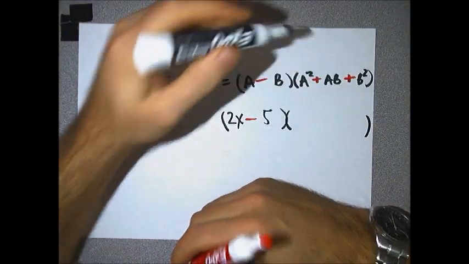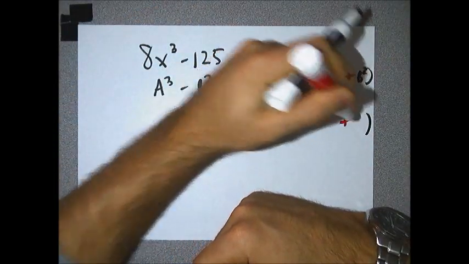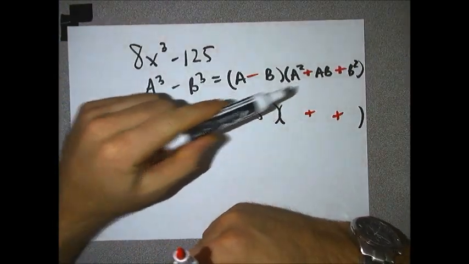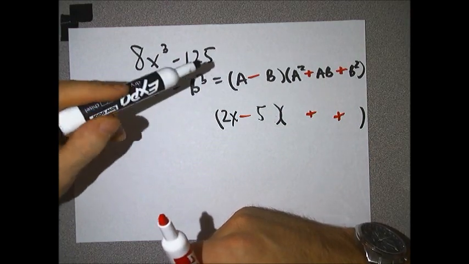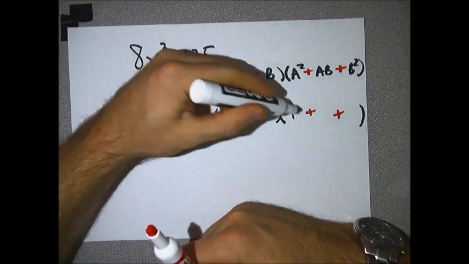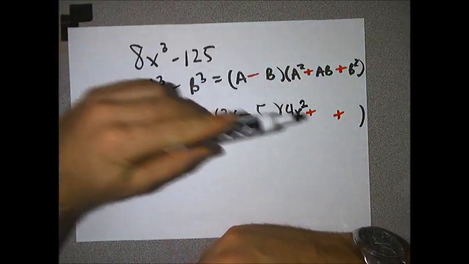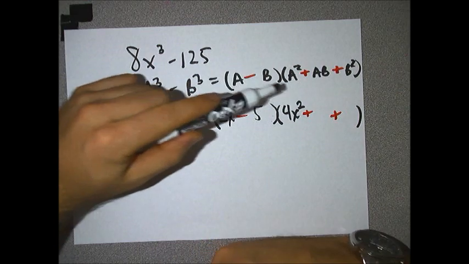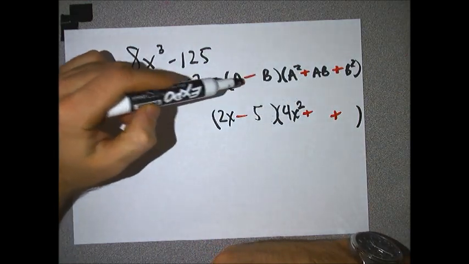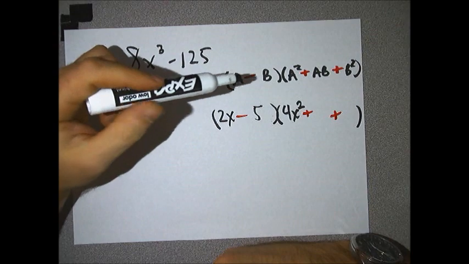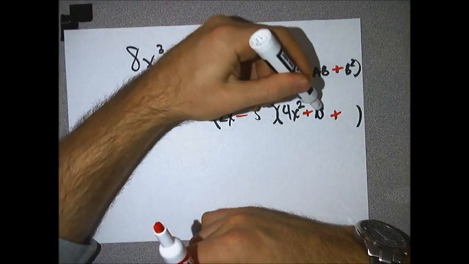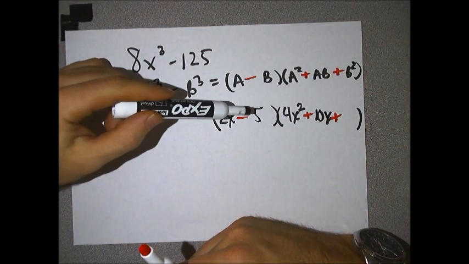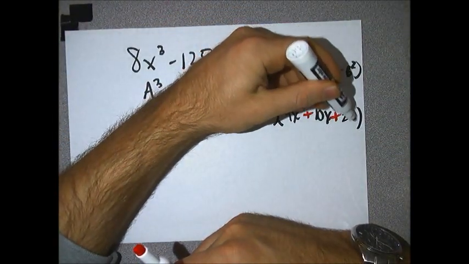So then I'm going to come over here and I want a squared. Well, I already have a. So if I want a squared, I'm going to take this one right here and I'm going to square it. So 2x squared is really 4x squared. In the middle, I want a times b. Here's a, here's b. We completely disregard the symbols because they're already locked in from the blueprint. A is 2x, b is 5, so 2x times 5 is 10x. And for the last one, I want b squared. That's b. B squared is 25.